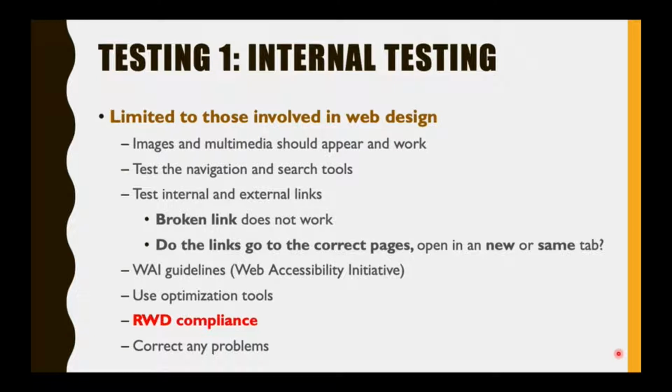And then you're going to do your internal testing. This is just people on the web design team that are actually working on the website. You have to make sure all the multimedia is working, that the nav goes everywhere it's supposed to, and there are no broken links. That's really critical. No links go to the wrong pages. Stay in the same tab. Are you meeting all the Web Accessibility Initiative guidelines? Are all your images really well optimized? Is everything RWD? You're going to correct all these problems. So this is your first step, testing 1, internal testing.